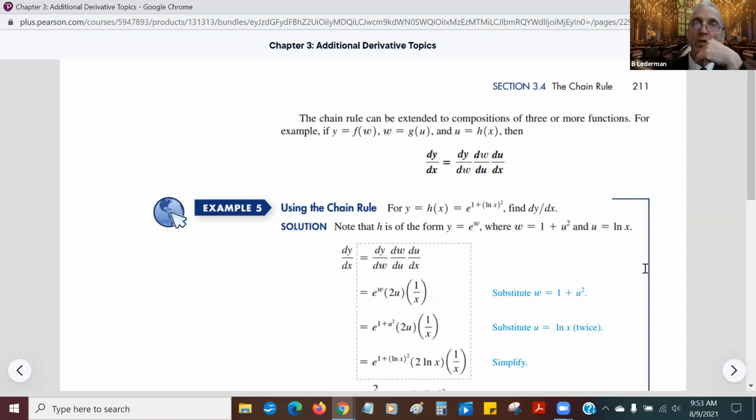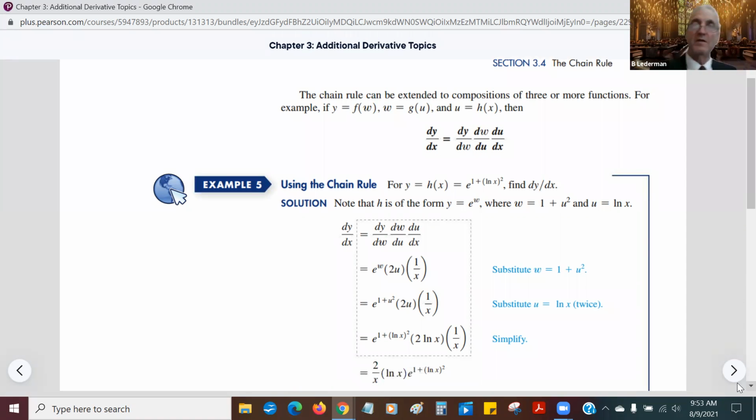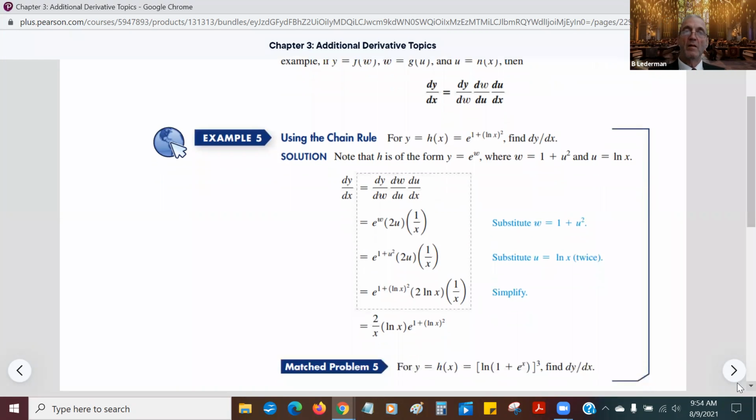And let's do a nice example. Now, sometimes you have chain rules, right, where there's more than one function involved. And we have that here. Because the outer function is e to the power. The inner function is 1 plus the ln x squared, and the inner function is just plain ln x. So basically, even though this sounds really complicated, it's going to be very simple.